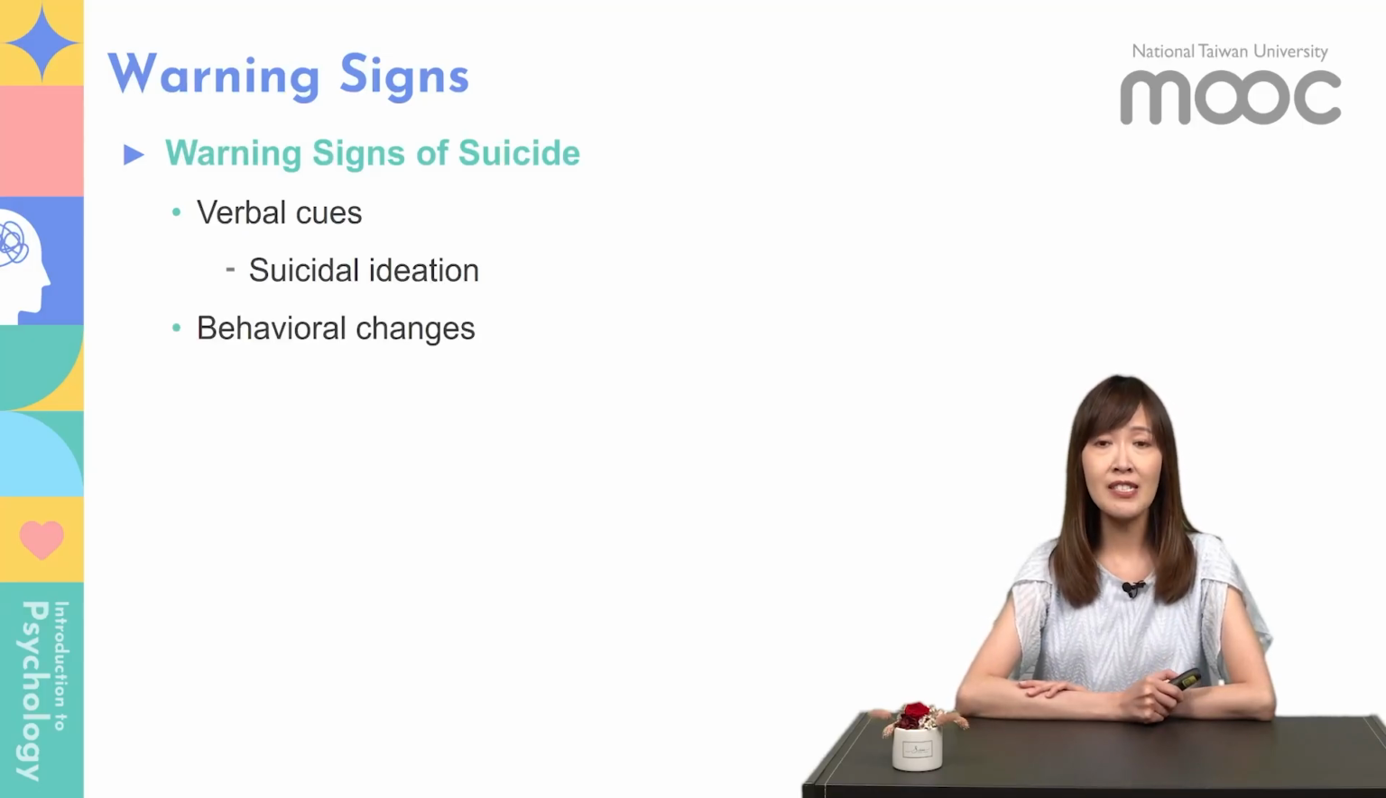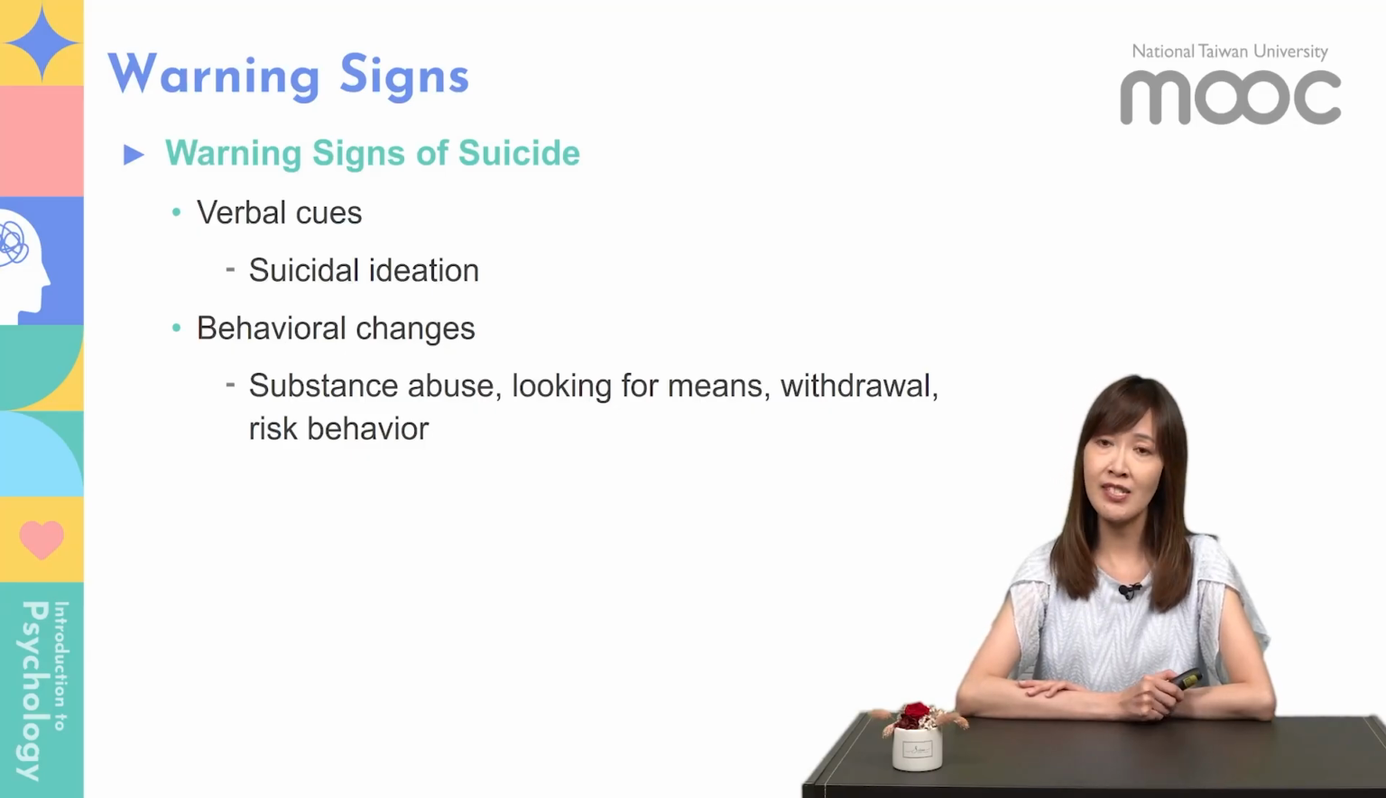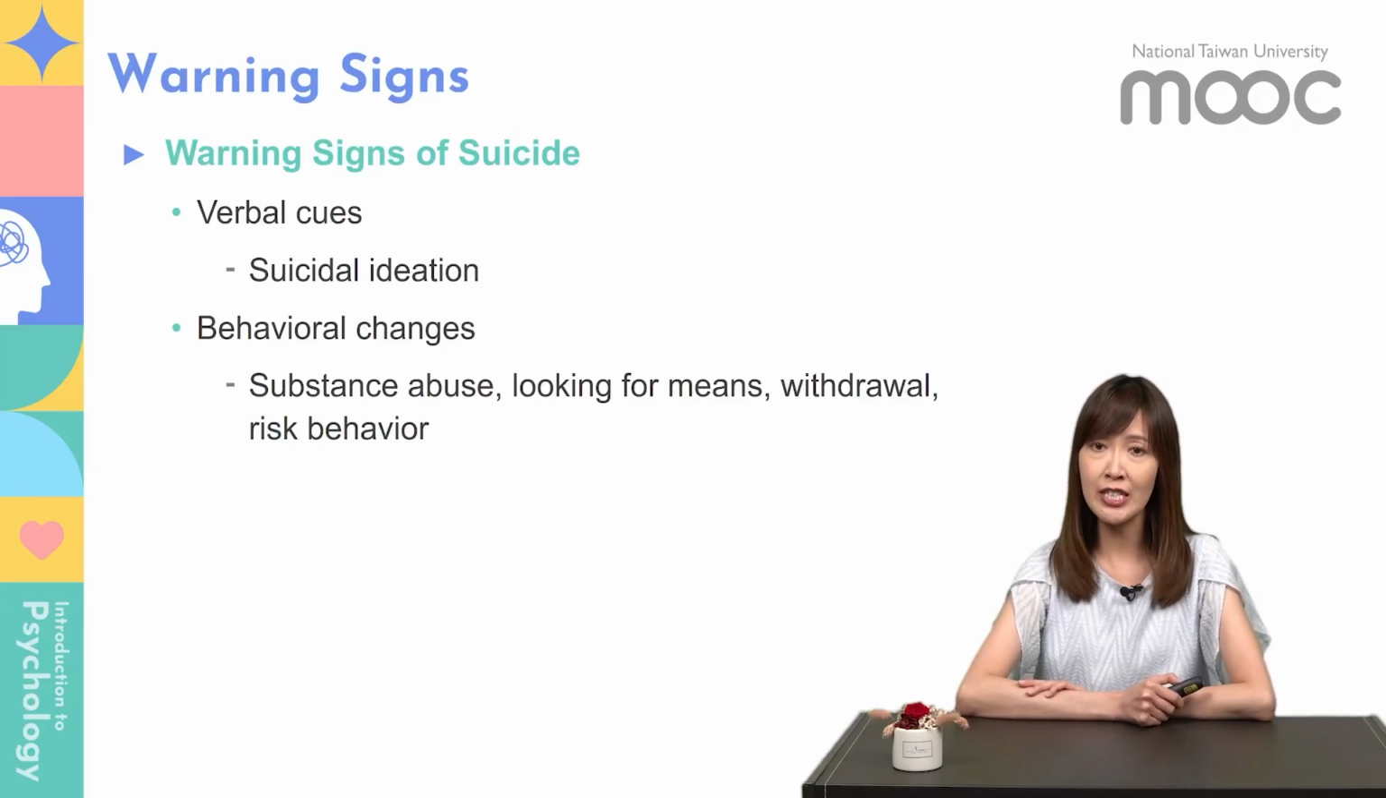Additionally, there might be some behavioral changes. People thinking about suicide may use some substances such as alcohol, cigarette, or drugs. And they might also show some signs that they're looking for means such as weapons or pills. They might also show some social withdrawal from their friends, their peers, and their family members. And some of them might show more risky behaviors, such as risky driving. So if they show those behavioral changes, then they could be the signs.